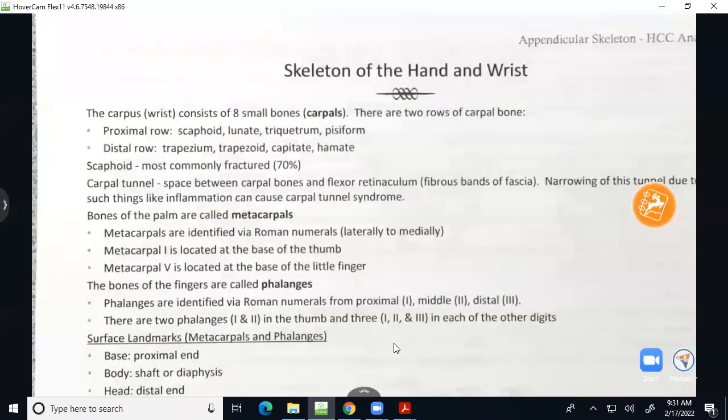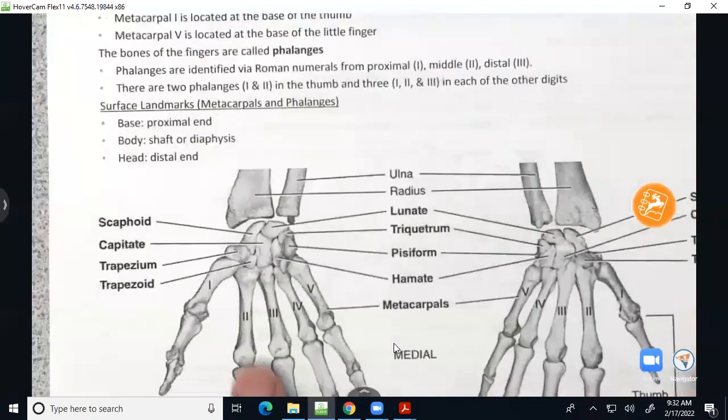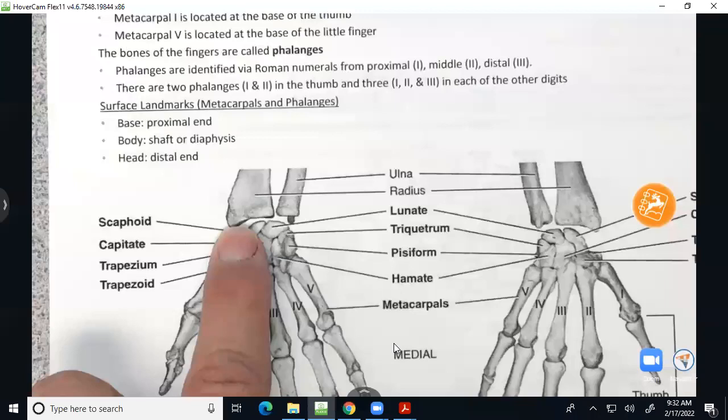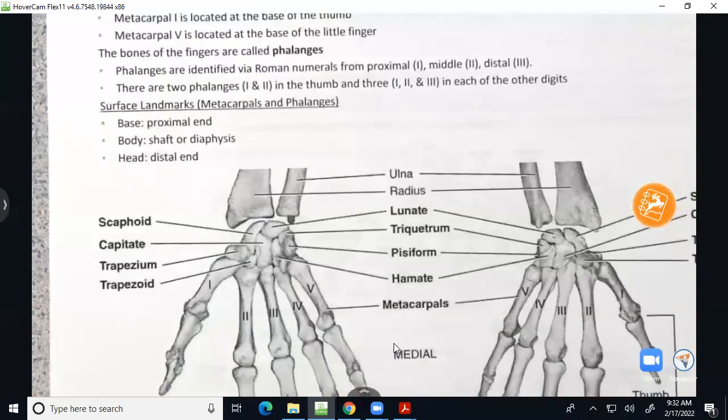And as I said, there's 8 total, and we group them into 2 rows. You've got 4 that make up what we call the proximal row, and then 4 that make up the distal row. The proximal row will be the row that is going to interact with those 2 forearm bones, mainly the radius. But that includes the scaphoid, the lunate, the triquetrum, and the pisiform.